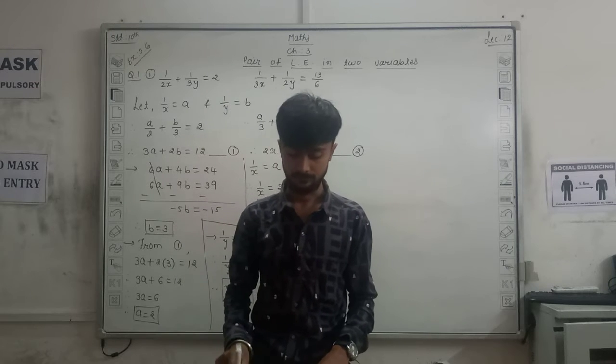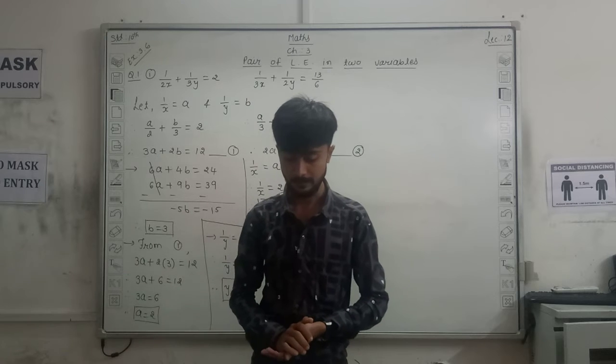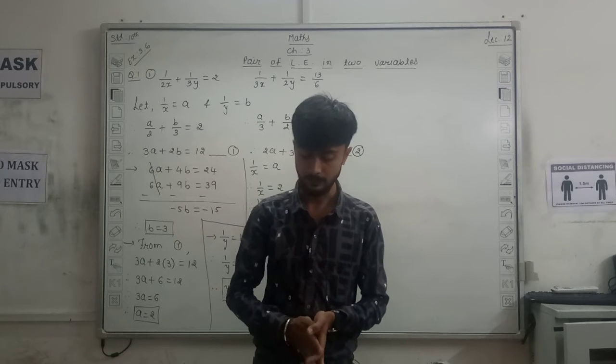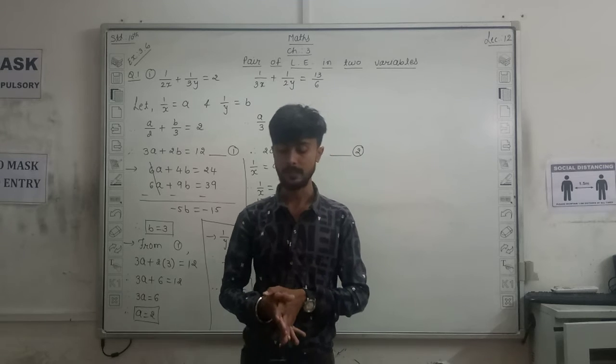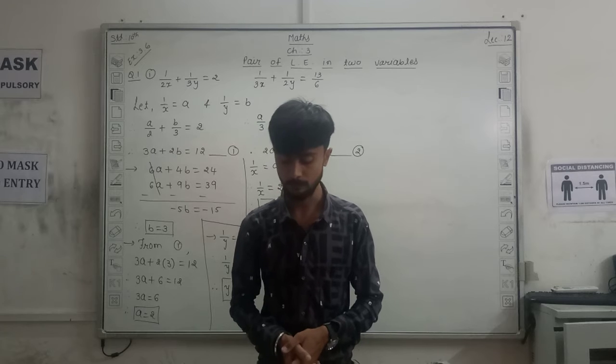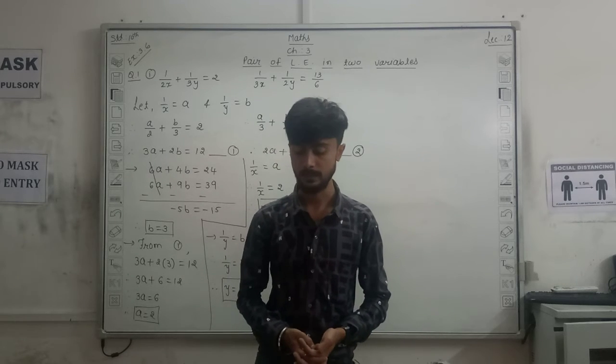Okay, there are total 8 sums you can see. Okay, and different supposition you have to take, right? Number 2, 2 by root x plus 3 by root y equals to 2, and second equation 4 by root x minus 9 by root y equals to minus 1.